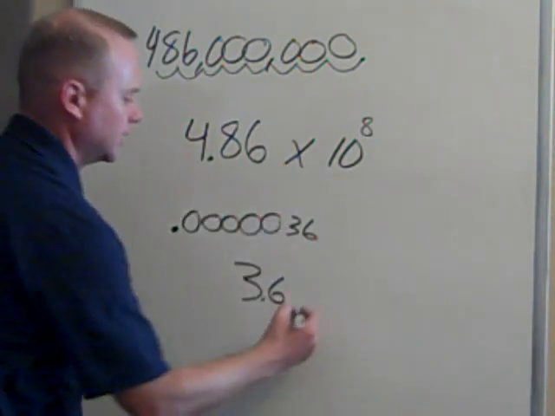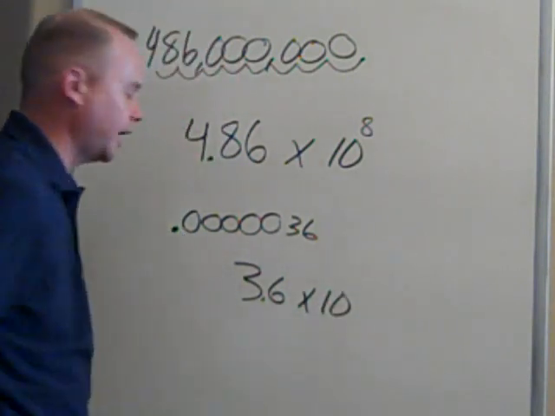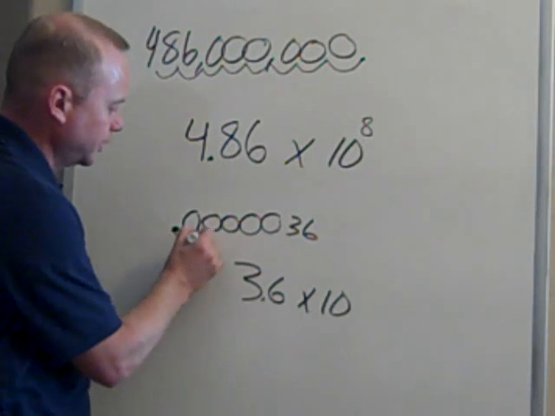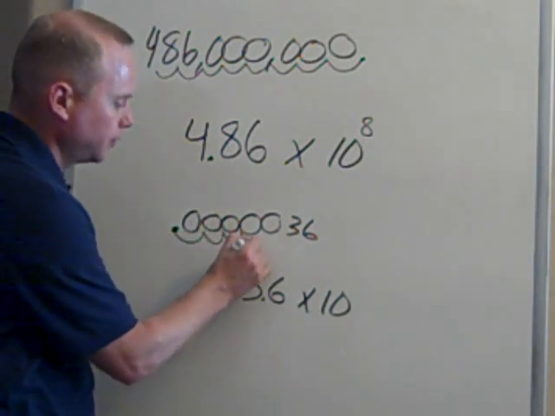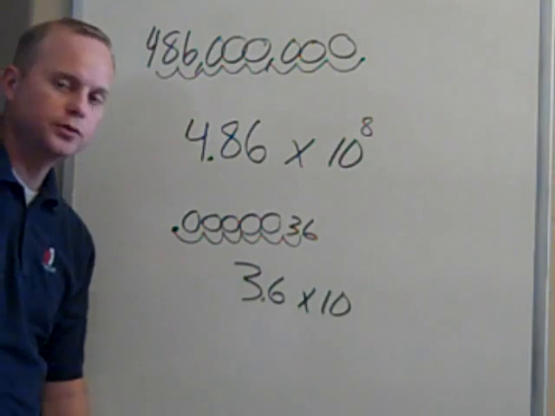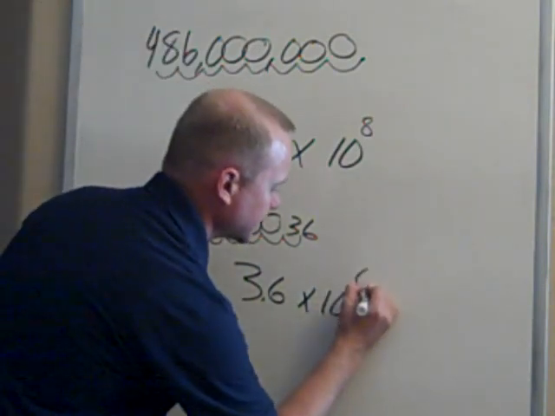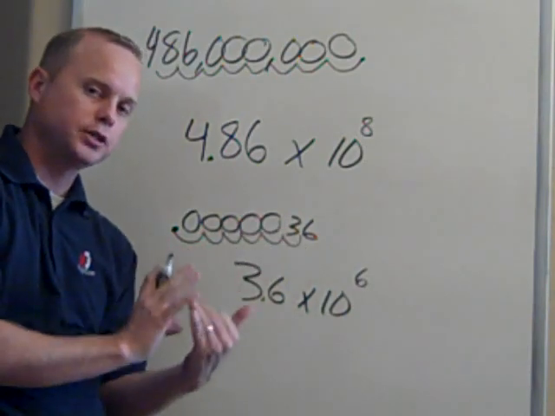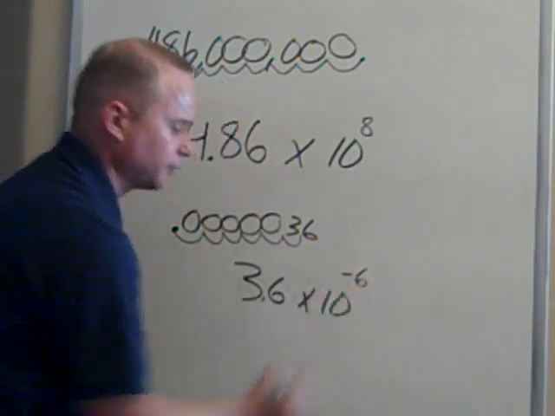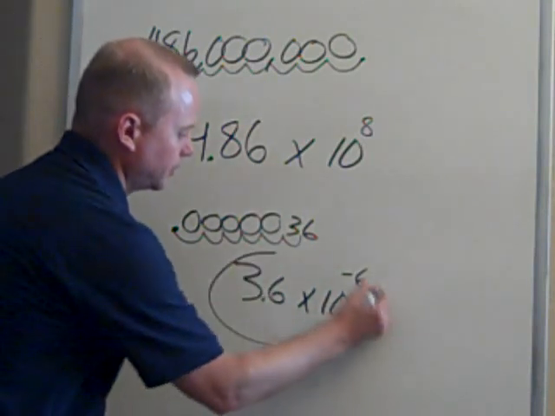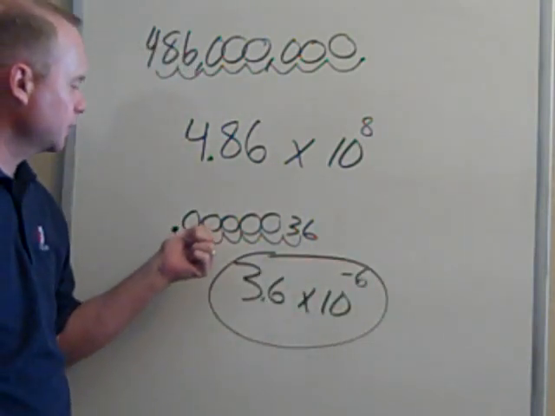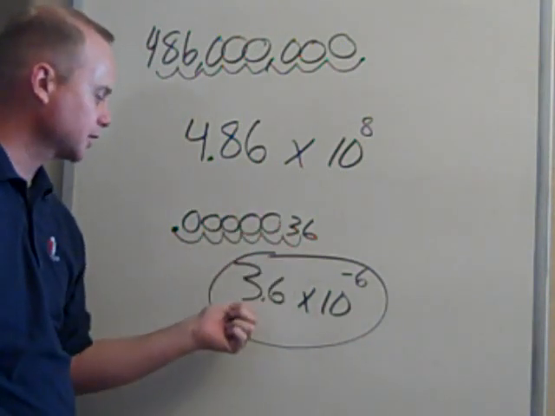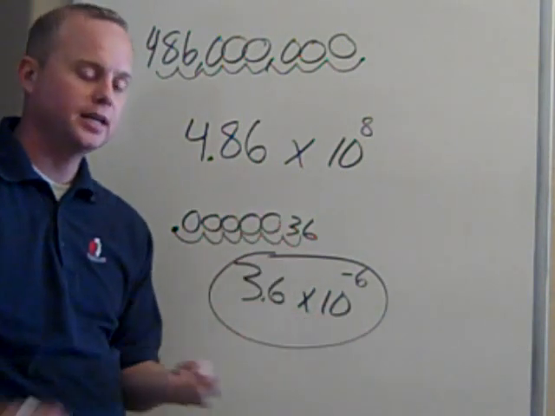So I write 3.6 times 10. Now I've got to figure out how many spaces I moved to get this decimal to right there. So I moved 1, 2, 3, 4, 5, 6. I moved it over 6 spaces. So I know it's going to be a 6 there, but you see how this number is really small? The original number was less than 1. It's a really small number, so because of that I'm going to put a negative right here. So this number right here, 0.000036, is the same thing as 3.6 times 10 to the negative 6.